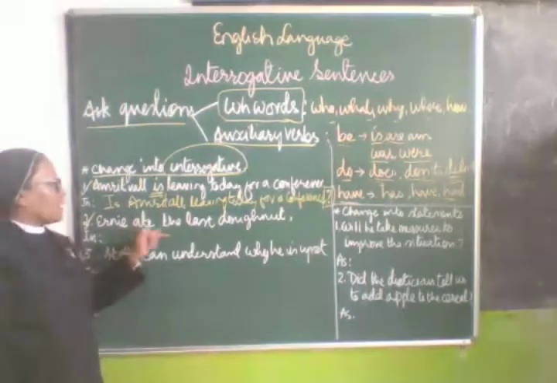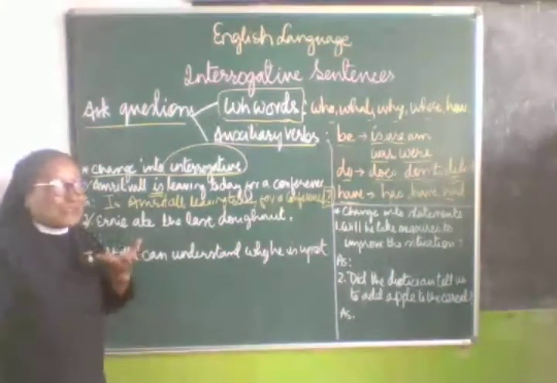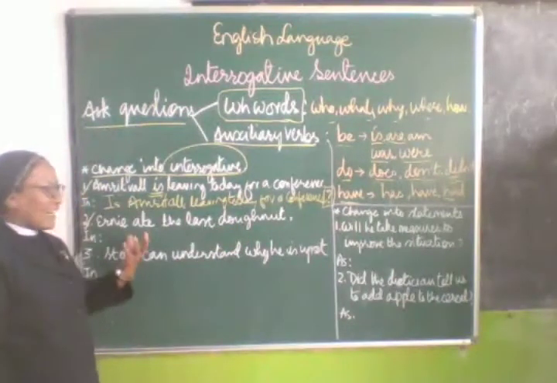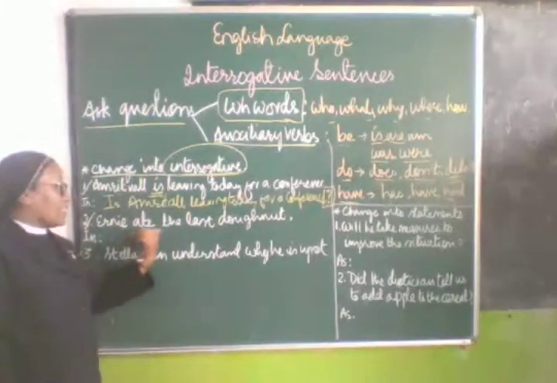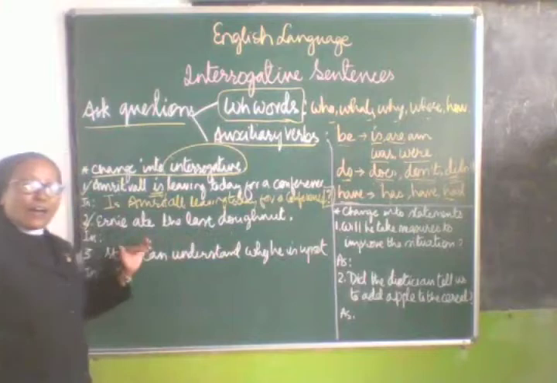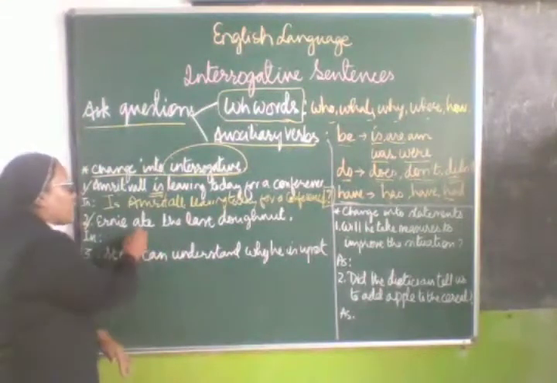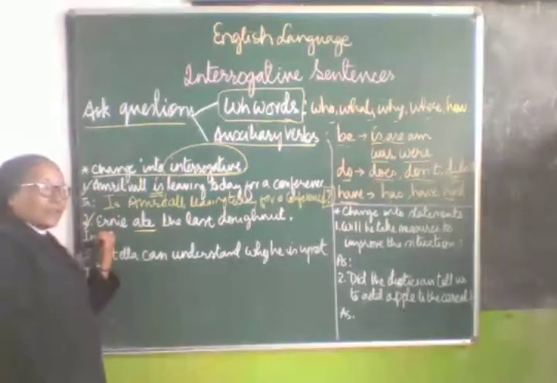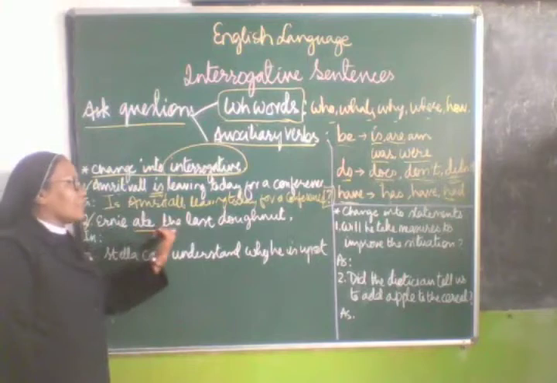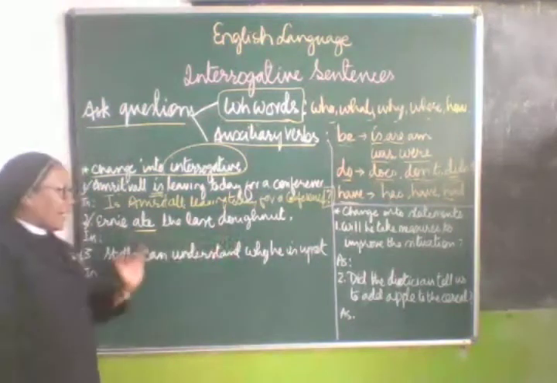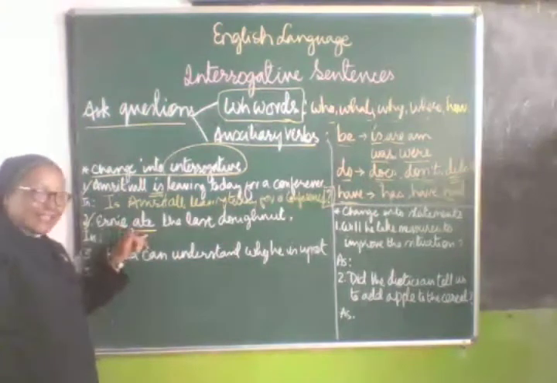Ernie ate the last donut. So all of us like donuts, no? Chocolate donut, coconut donut, isn't it? Okay, so Ernie here, Ernie ate the last donut. Now we have to see the verb here. The subject is Ernie, and the verb is ate. Ernie ate the last donut. Here the verb is in the past tense.